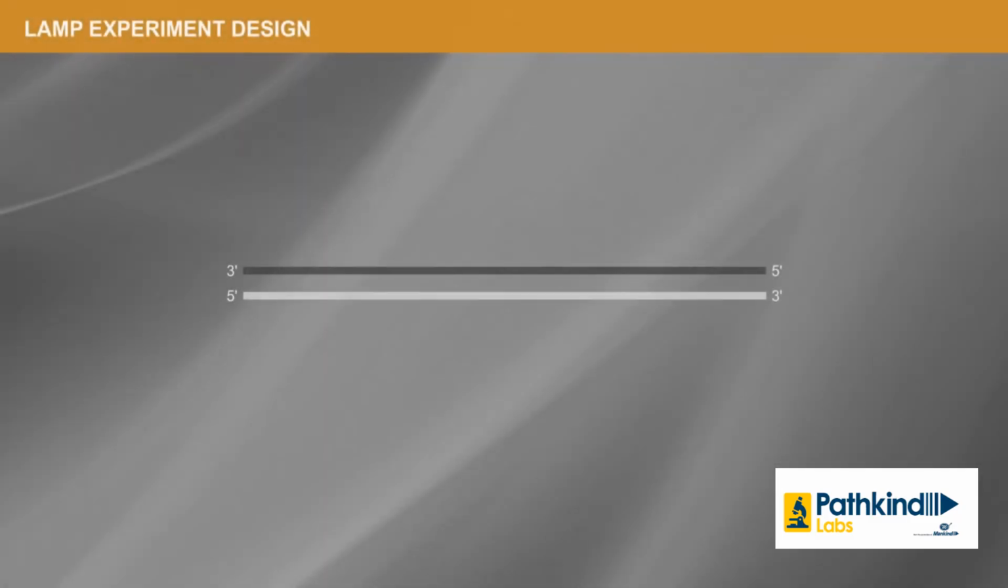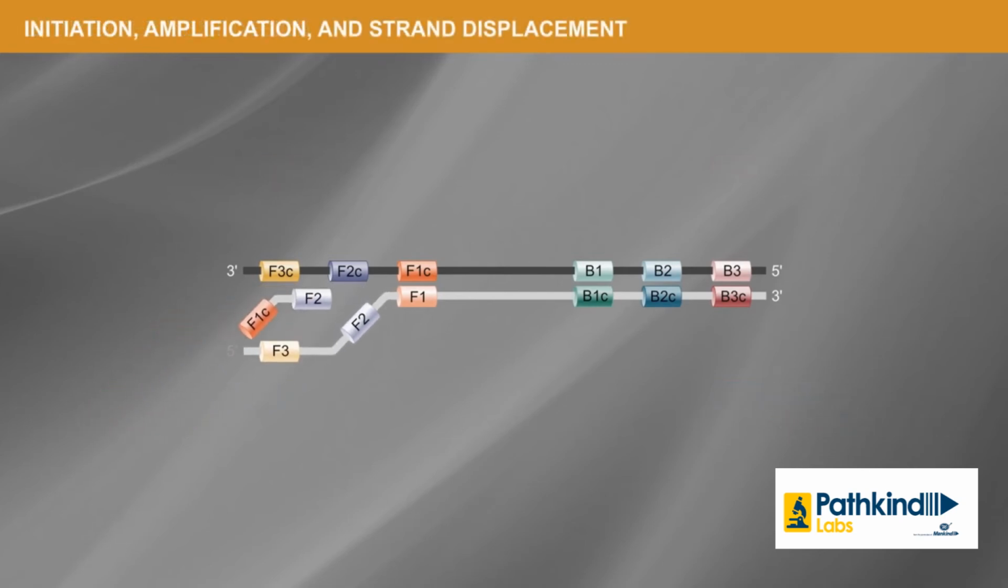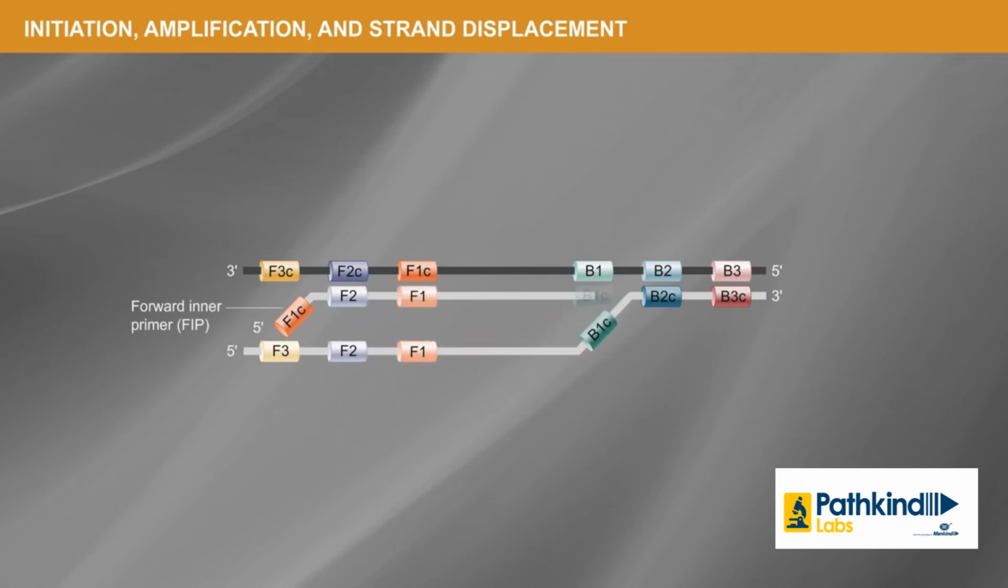When designing a LAMP experiment, 4 to 6 primers are required, specific to identified regions of target DNA or RNA sequence. Amplification initiates from strand invasion by one of the inner primers, and a strand-displacing DNA polymerase extends the primer and separates the target DNA duplex.